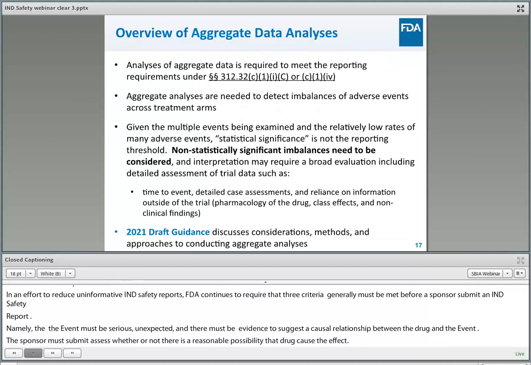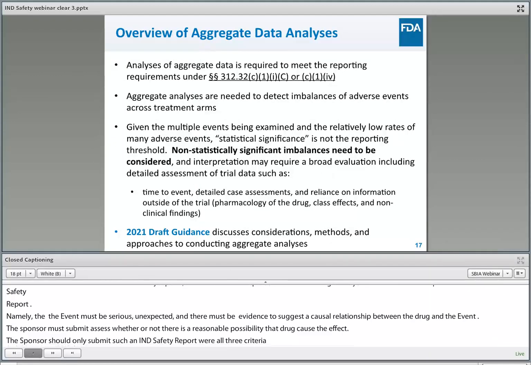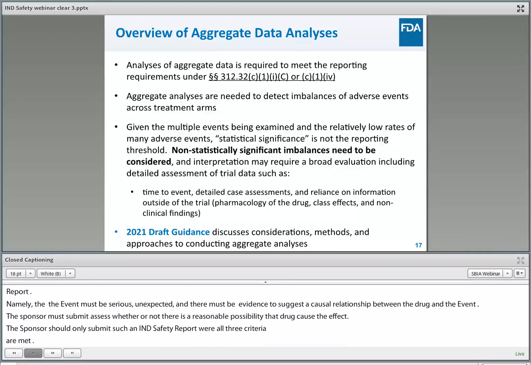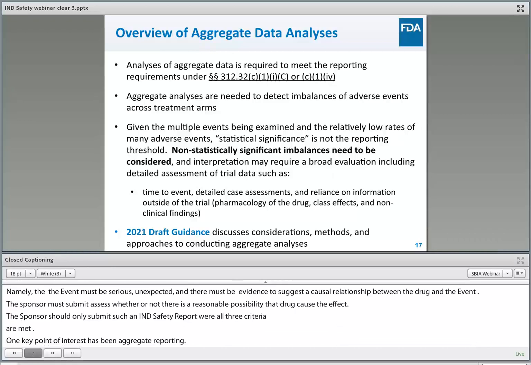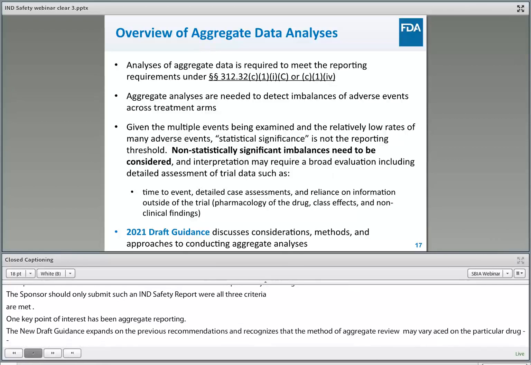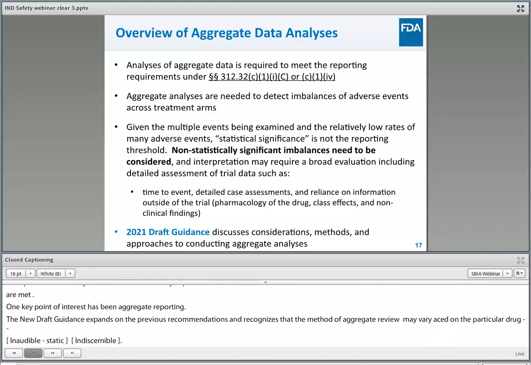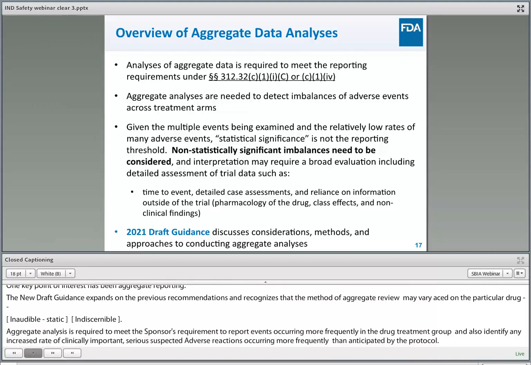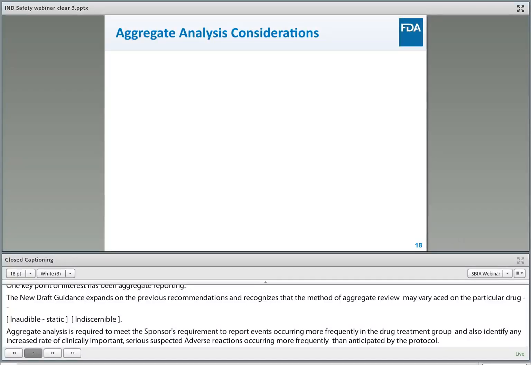One key area of interest has been aggregate reporting. The new draft guidance expands on the previous recommendations and recognizes that the method of aggregate review may vary based on the particular drug development program. Aggregate analysis is required to meet the sponsor's requirement to report events that are occurring more frequently in the drug treatment group and to also identify any increased rate of clinically important, serious, suspected adverse reactions occurring more frequently than anticipated by the protocol. Even non-statistically significant imbalances may be relevant. Sponsors must conduct evaluation of safety signals to include a detailed assessment of trial data. This webinar will give an overview of some of the related recommendations made in the new draft guidance.